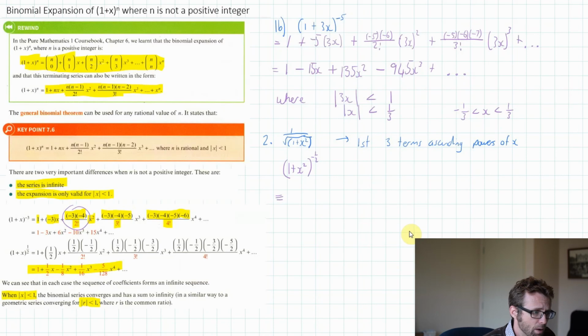This is going to be 1. My second term is going to be minus 1/2 into x squared. My next term is going to be minus 1/2 multiplied by minus 3/2. Remember, we drop down the power each time, all over 2 factorial. And this will be multiplied by x squared.